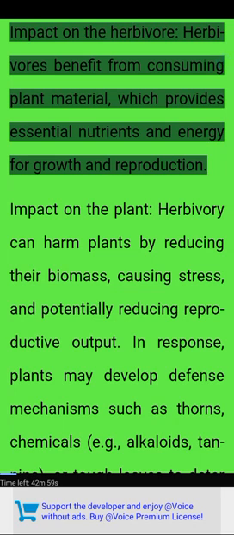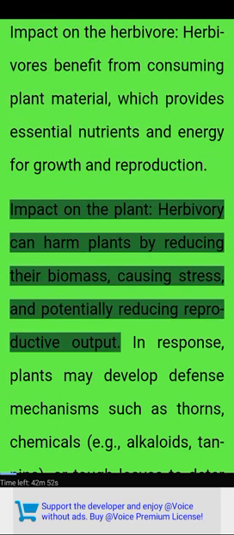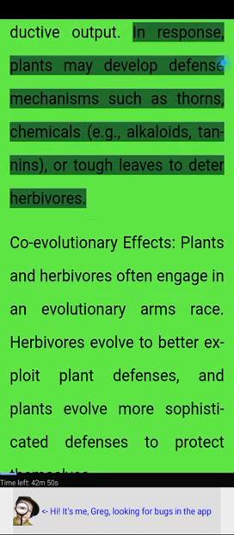Impact on the herbivore. Herbivores benefit from consuming plant material, which provides essential nutrients and energy for growth and reproduction. Impact on the plant. Herbivory can harm plants by reducing their biomass, causing stress, and potentially reducing reproductive output. In response, plants may develop defense mechanisms such as thorns, chemicals, e.g., alkaloids, tannins, or tough leaves to deter herbivores.